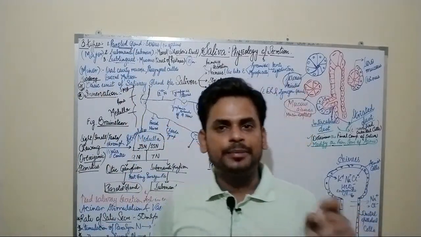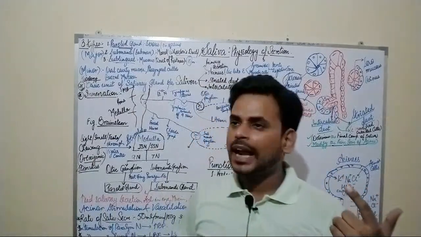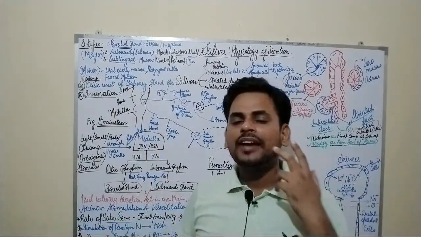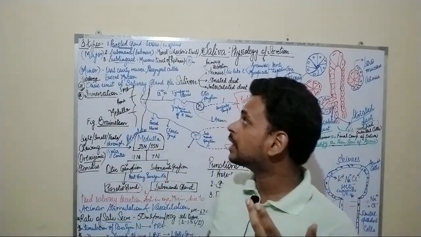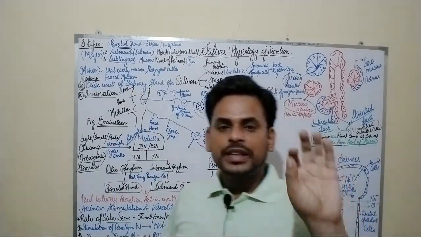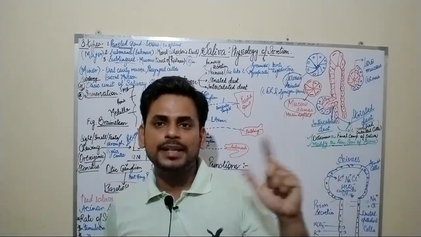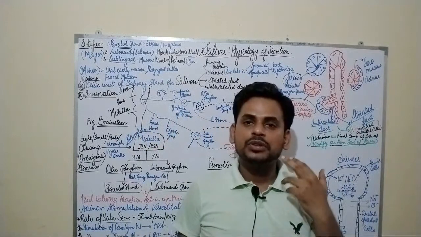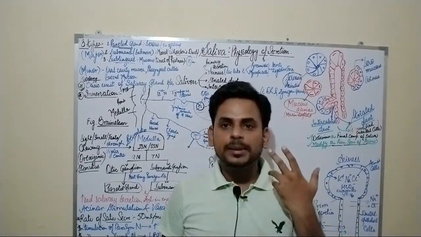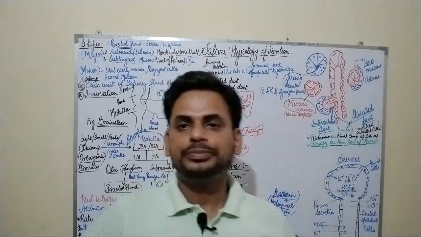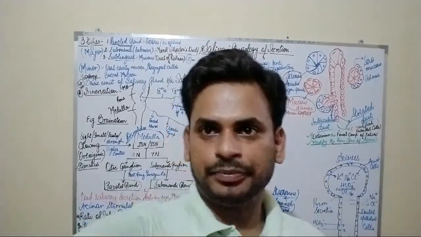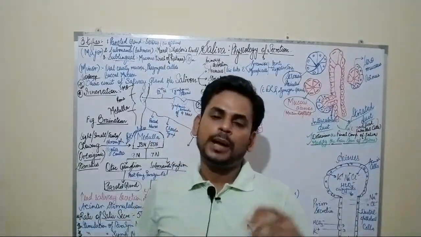In addition to them, there are certain minor salivary glands located in the oral cavity, particularly in the oral mucosa and the pharyngeal outlets. The best example is the glands of von Ebner, which are located in the posterior part of the tongue. This was a brief overview of the salivary glands.